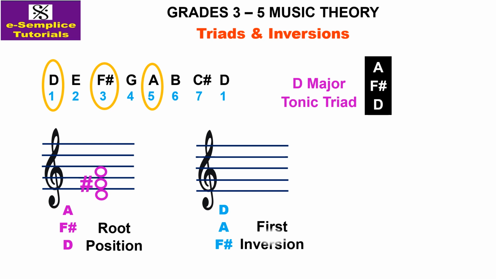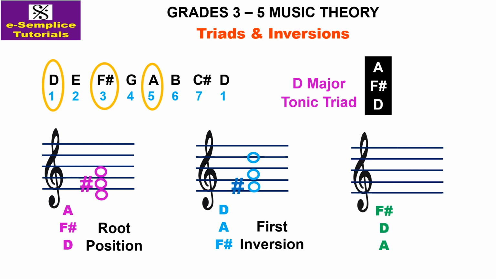Now we are looking at the first inversion of the above triad. The third is now at the base. F sharp is at the base. So F sharp first, A, and then D. We are now looking at second inversion. A is now at the base. So A first, D, and F sharp.